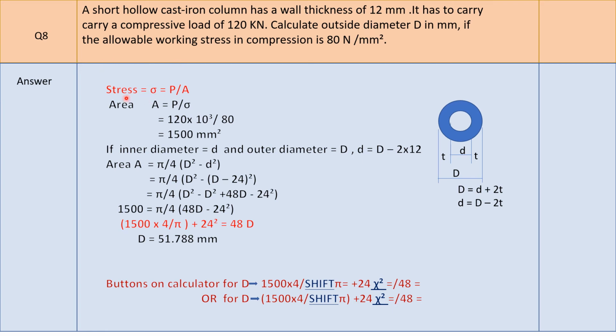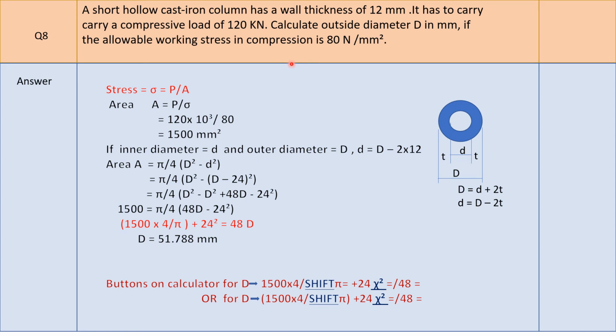Here stress sigma is equal to P divided by A. Area will be A is equal to P divided by sigma. Let us first calculate the area. Substitute the value of stress. Load is 120 kilonewton, so 120 into 10 raised to 3, and the stress is 80, so divided by 80, it will give you the area 1500 mm square.